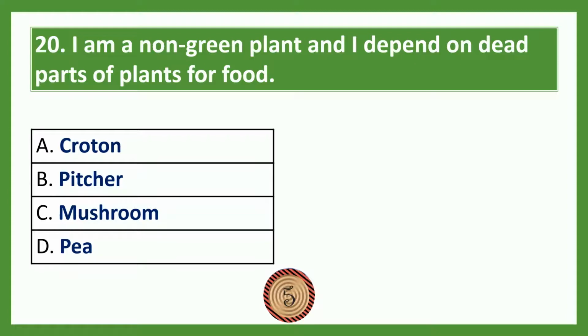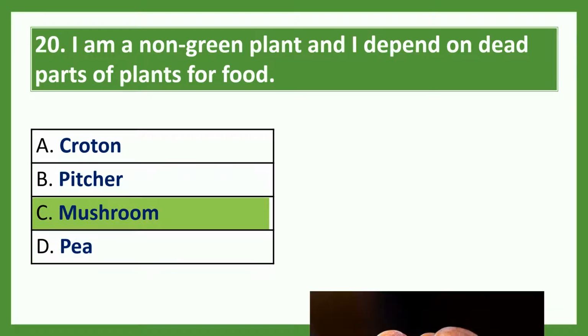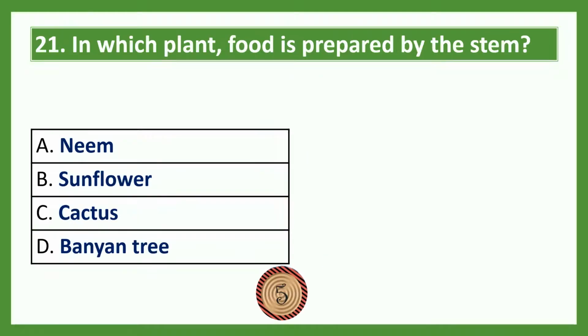I am a non-green plant and I depend on dead parts of plants for food. Option A croton, option B pitcher, option C mushroom, option D pea. The answer is option C mushroom. In which plant food is prepared by the stem? Option A neem, option B sunflower, option C cactus, option D banyan tree. The answer is option C cactus.